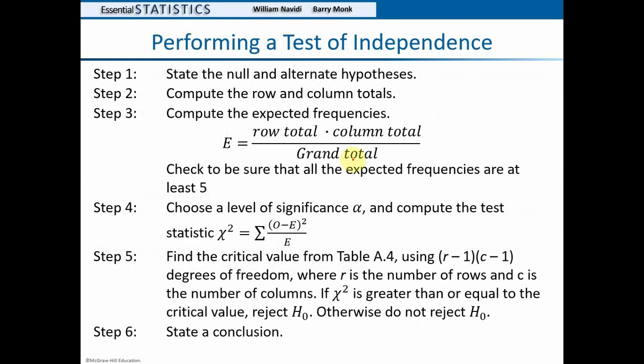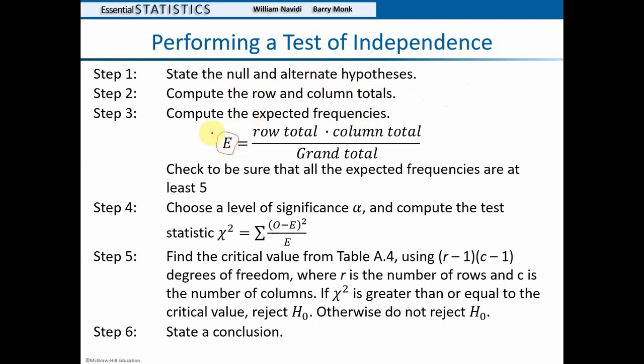Okay, so here's our setup. I'm going to go into Excel in just a minute, and we'll look at how we can do this a little easier. State the null and alternate hypothesis. We've got that: independent versus not independent, or dependent. I compute the row and column totals. I always want to do that when I'm computing probabilities based on contingency tables.